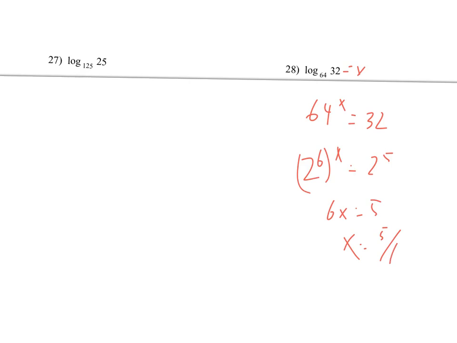All right, next up here, number 28, same idea. So 64 to the x equals 32. This one's definitely tough. So I'm going to make this one 2 to the 6th power. I already figured that out earlier on in the video. And then this one will be 2 to the 5th power. So then 6x equals 5. So x equals 5 over 6.